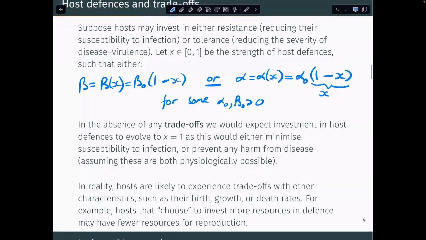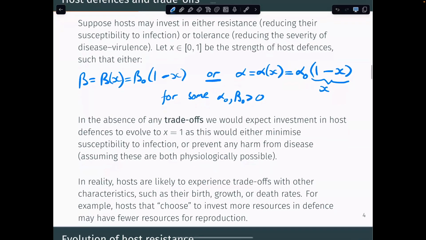Like I said, in the absence of any trade-offs, we generally expect investment in host defenses to evolve to be maximized. So that's kind of a trivial scenario. So we always assume that there is some kind of trade-off. Otherwise, our selection gradient would always be positive, and we would just always get selection until we maximized whatever our defense happened to be.